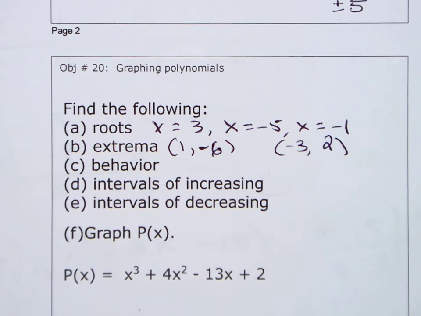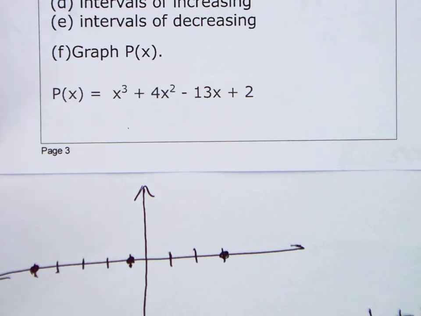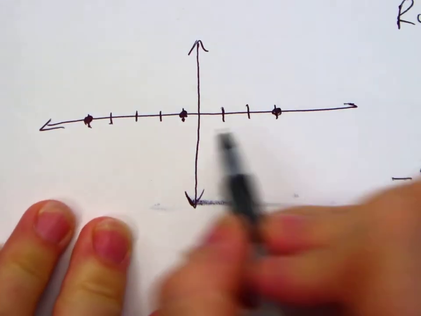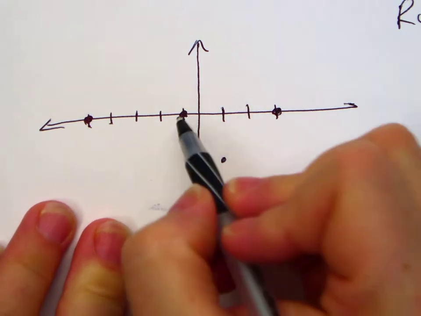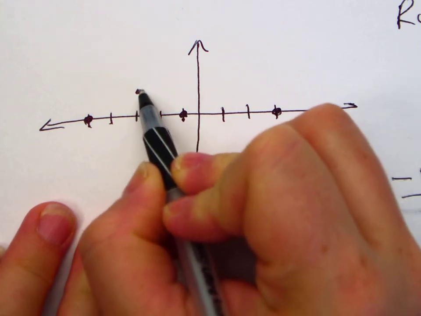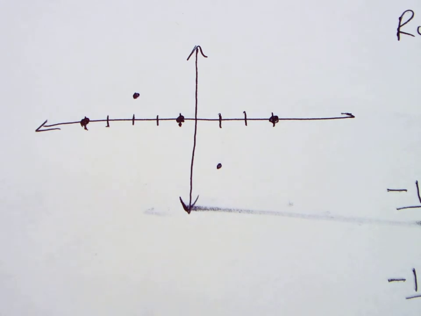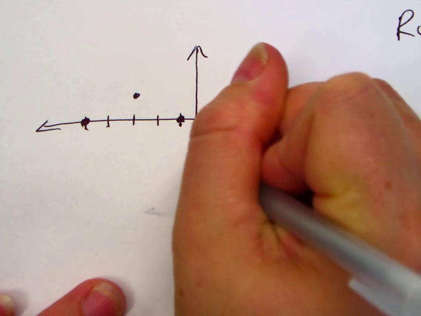So I've got 1, negative 6. Please pay attention. It's so frustrating on tests when you guys get the right numbers and then you plot them wrong. Guys, 1 comma negative 6. So on my graph, 1, negative 6 is down here. Negative 3 comma 2. Left 3, up 2. Pretty much I'm done. Look, connect the dots. It's like connecting the dots, guys.